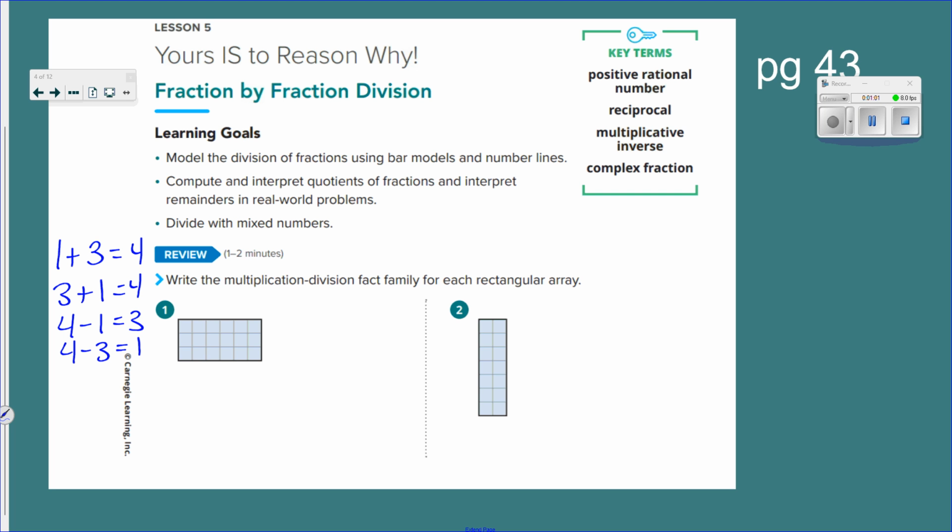All right, so I want you to do the same thing, but using multiplication and division by looking at the two models. You are writing a multiplication and division fact family for each model. Any questions? All right, I'm giving you 4 minutes.